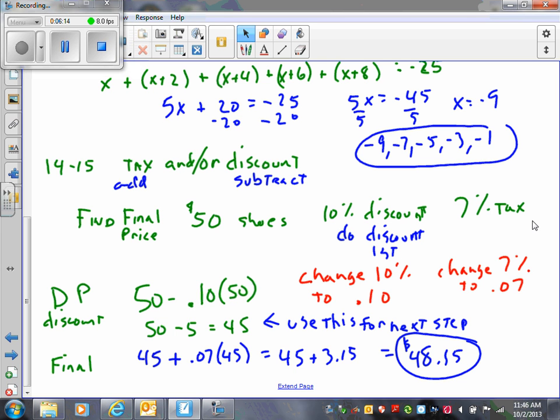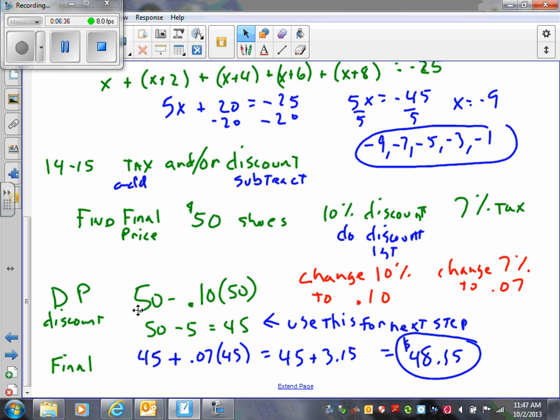and 7% tax, the first thing you have to do is change these percents to decimals. Move the decimal 2 places to the left. 10% becomes 0.10. 7% becomes 0.07. And you always do the discount before you figure the tax because you're not doing a tax on something you didn't actually have to pay.